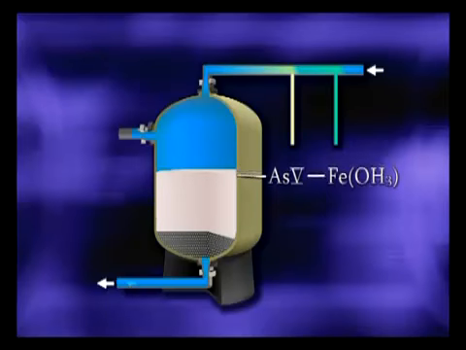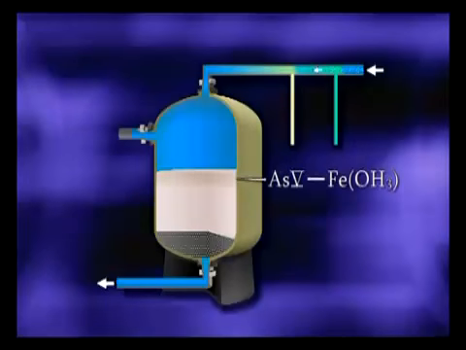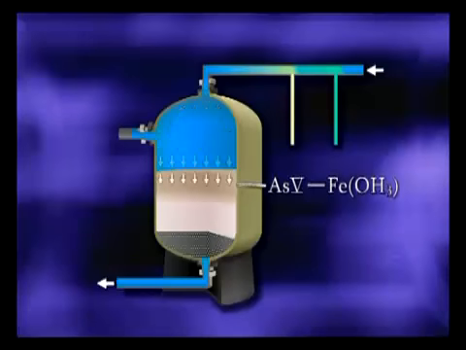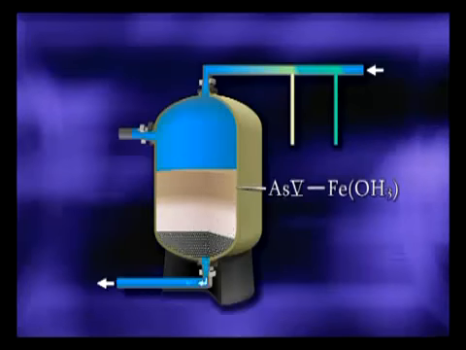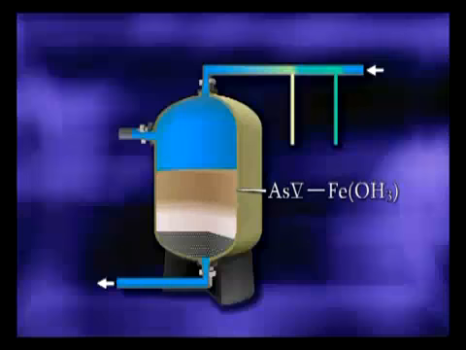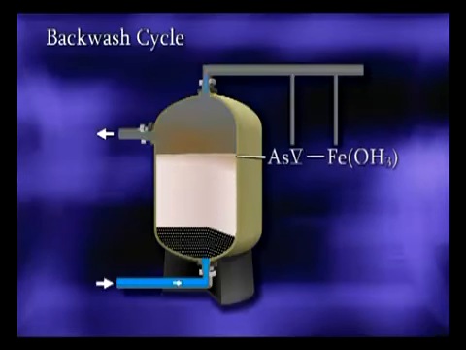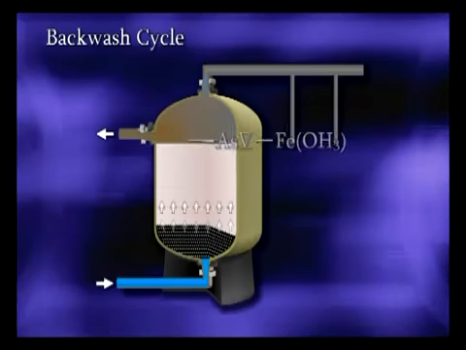The arsenic and iron precipitates are filtered from the water, in this example by a pressure filter vessel. The filters are allowed to load with the precipitates until the filter is partially loaded, and then the filter is backwashed. The backwash waste is directed to either a sanitary sewer or dedicated waste system.